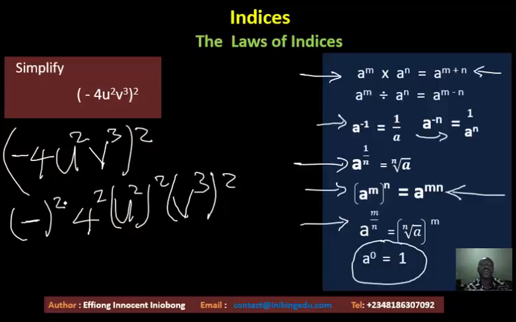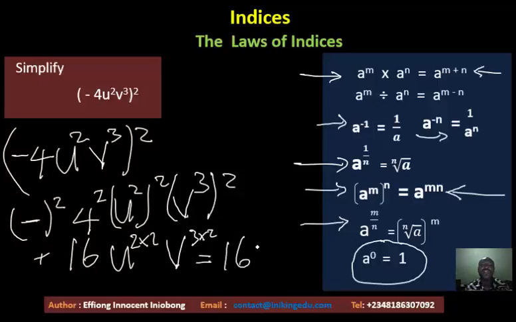Now minus raised to the power of 2, minus times minus is plus. Anytime a negative sign is raised to a number, if the number is even it gives you positive, if it is odd it gives you negative. So this means positive, so I can just forget about this. 4 raised to the power of 2 is 16. Here we have u square raised to the power of 2, so we apply the multiple indices rule: u raised to the power 2 times 2. Similarly, this will be v raised to the power 3 times 2. And you will agree that our final answer here will be 16 u raised to the power 4, and v raised to the power of 6.